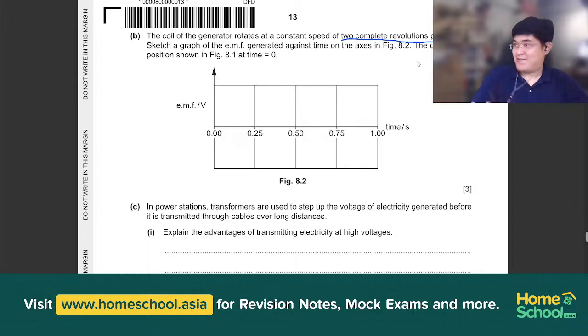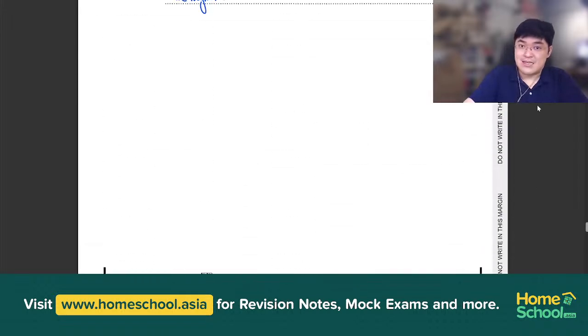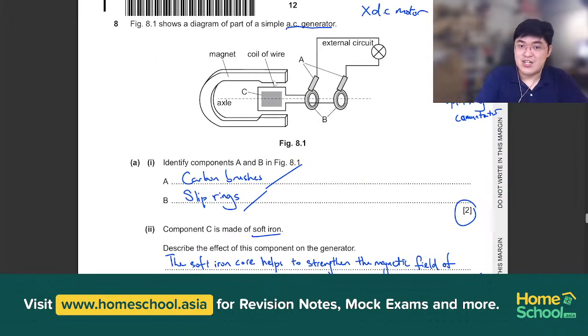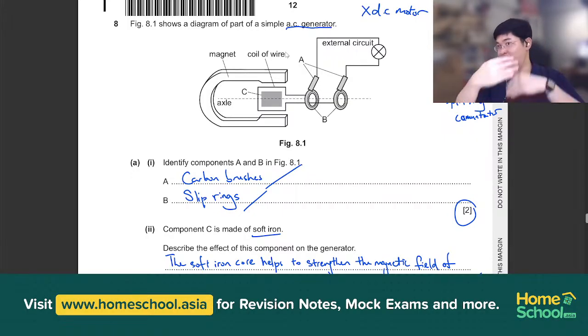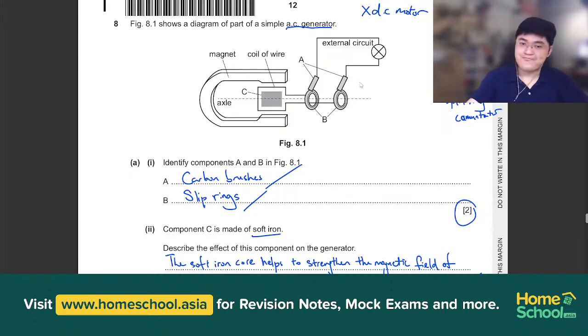And a second thing to take note of, I myself even missed this as well: the coil is in the position shown in 8.1 at time equals 0. Please take note of this. The coil's starting position is very important, and it's shown over here, in this position right here. It looks like this at position 0, and it spins twice. It makes 2 complete cycles in 1 second.